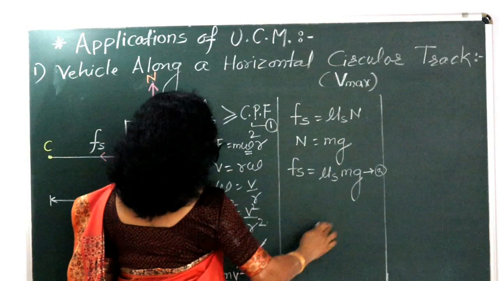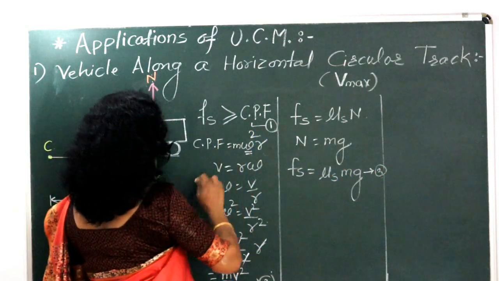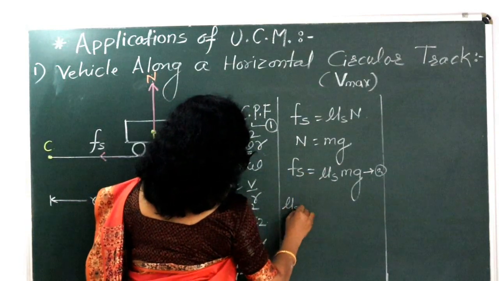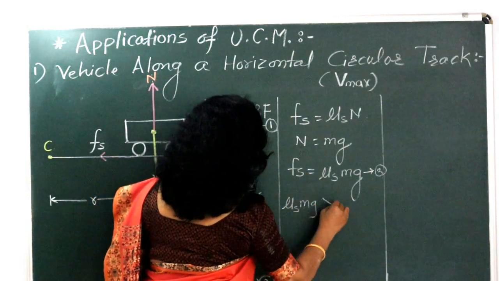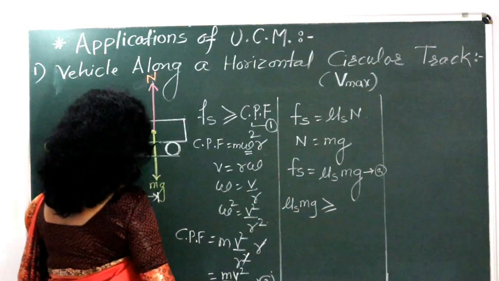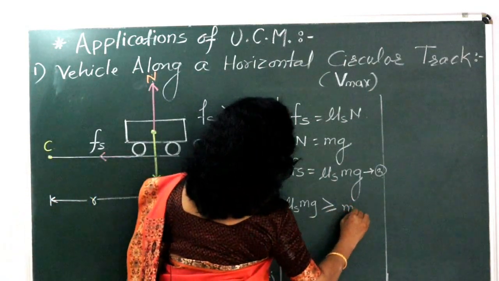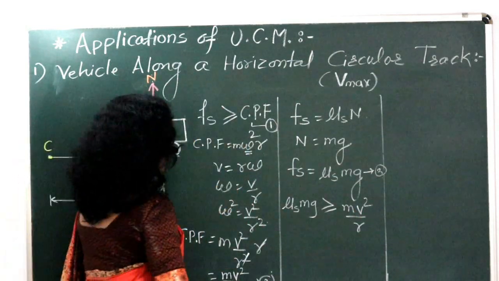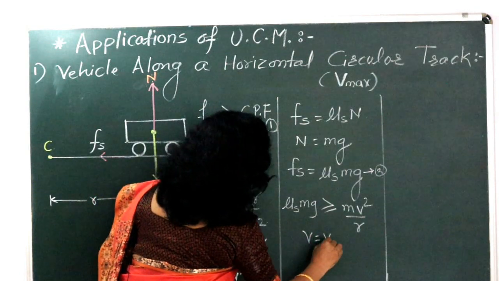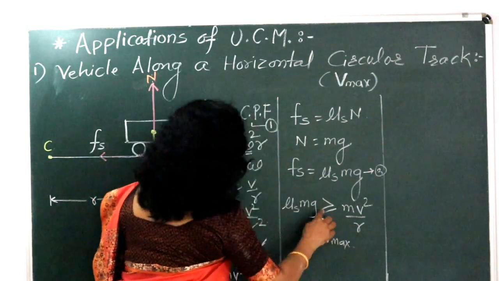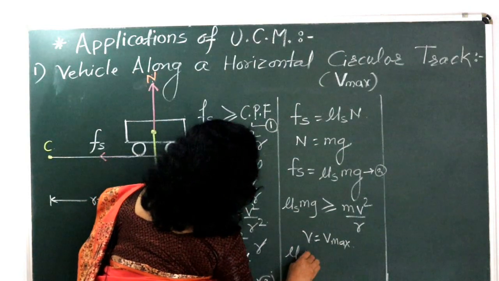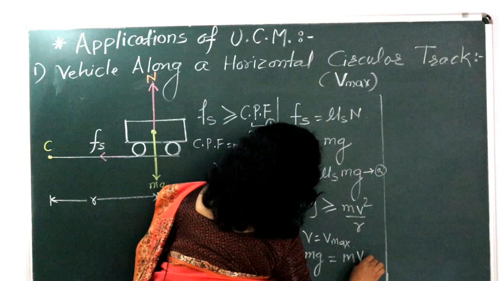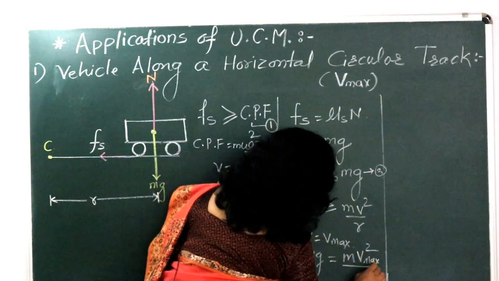Using equation 2 and equation 3, equation 1 becomes, left hand side, that is Fs having value mu s into m into g, is greater than or equal to centripetal force, that is m v square upon r. Now substitute the condition for maxima, that is v is equal to v max in the above equation. We get mu s into m g equal to m into v max square divided by r.